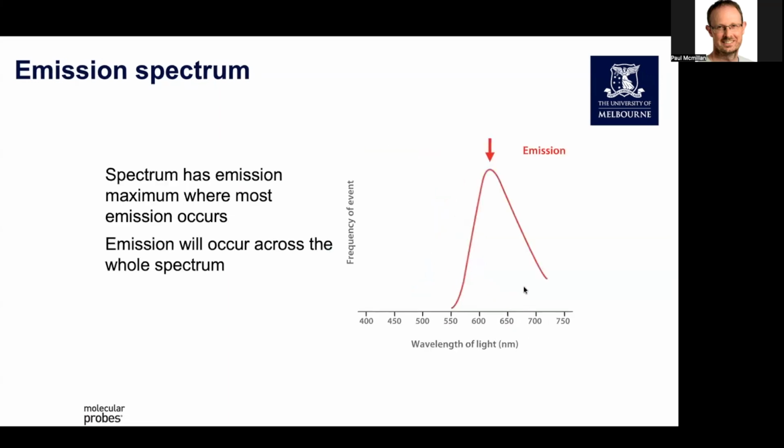If we go to the emission spectrum, again, emission can occur anywhere across this spectrum, but will happen most commonly at what we call the emission maximum, which again is the top of that curve there. Sorry, my pointer is for some reason being very laggy, which is why I'm not pointing it very well.